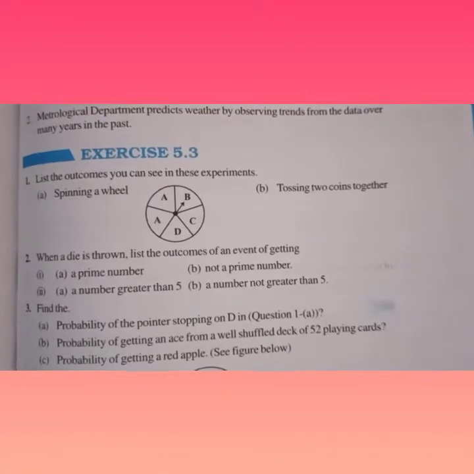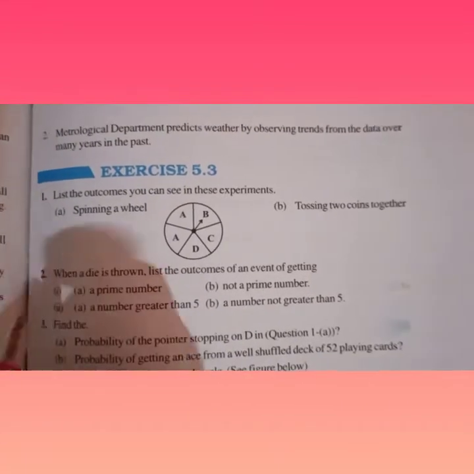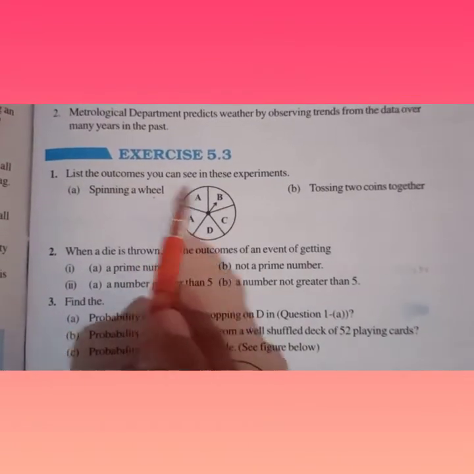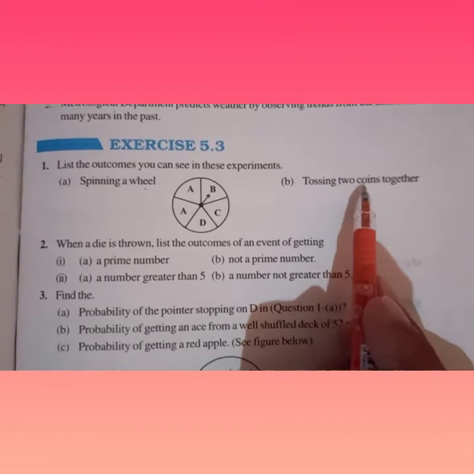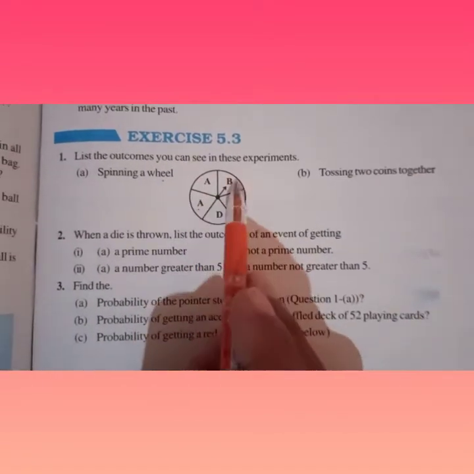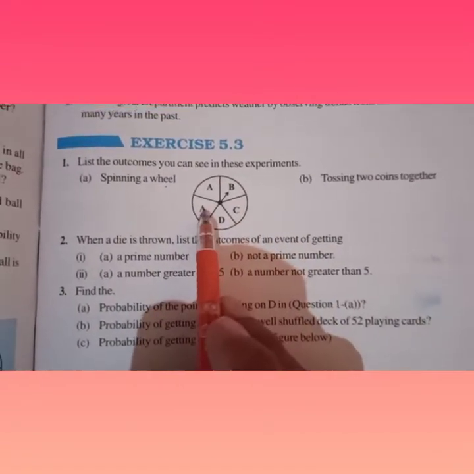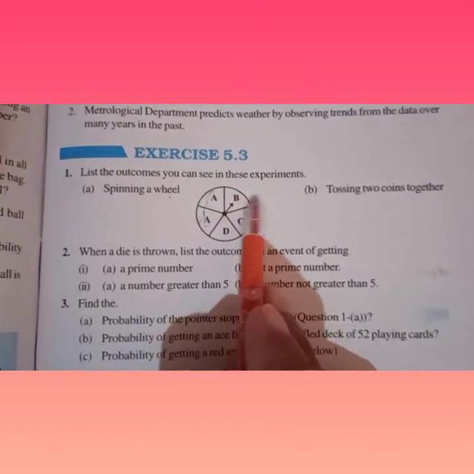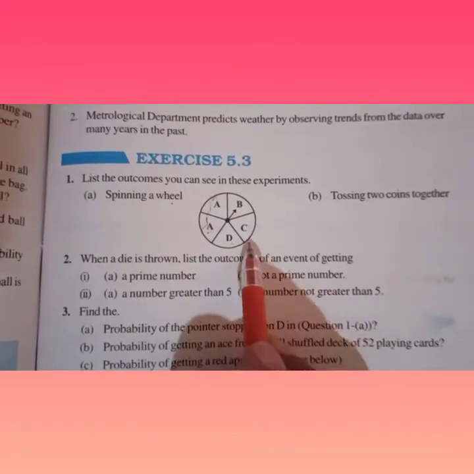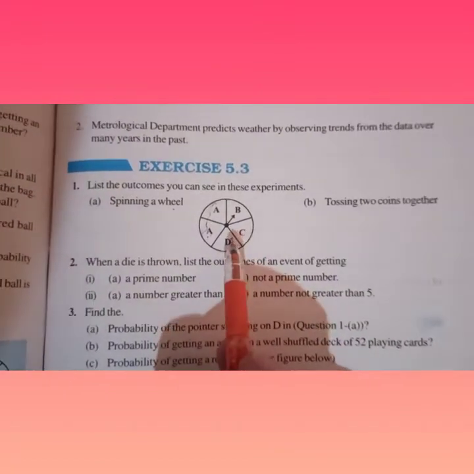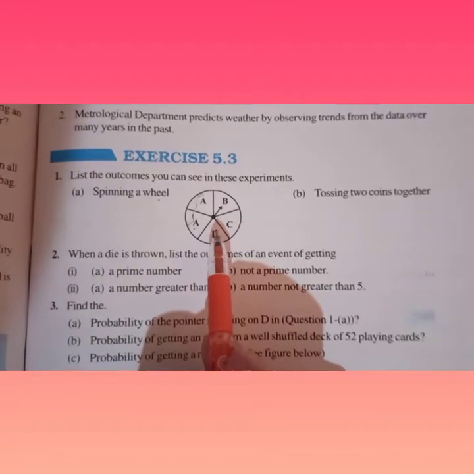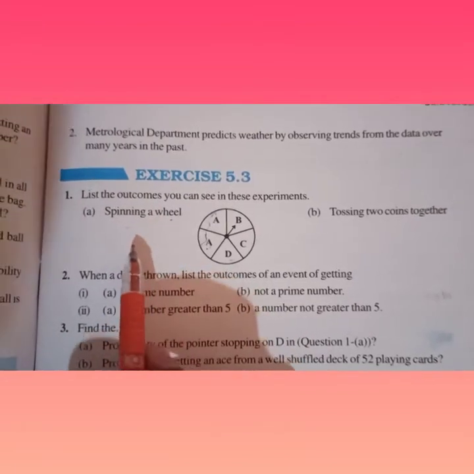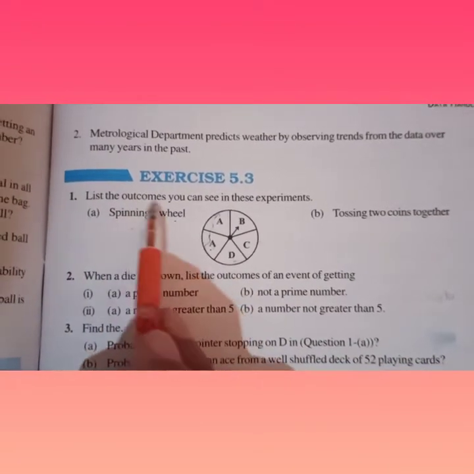Exercise 5.3. The first question is: list the outcomes you can see in this experiment. Spinning a wheel and tossing two coins together. Here you see A, B, C, D. A is one letter, B is alone, C is alone, and D is alone. There are 4 letters A, B, C, D in the spinning wheel, so there are 4 outcomes. Now the first question is spinning a wheel, what will the outcomes be?